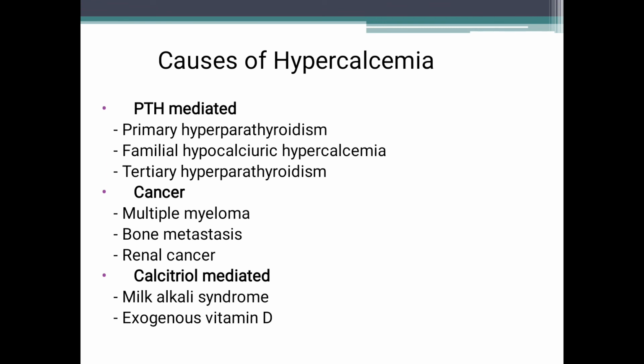Next is hypercalcemia. What are the causes of hypercalcemia? Parathyroid hormone mediated: primary hyperparathyroidism, familial hypocalciuric hypercalcemia, tertiary hyperparathyroidism, and cancerous conditions like multiple myeloma and bone metastasis. And calcitriol mediated: milk alkali syndrome, exogenous vitamin D. All these will cause hypercalcemia.